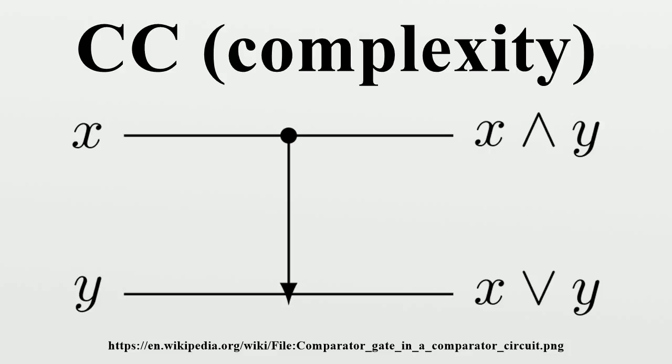The comparator circuit value problem is the problem of evaluating a comparator circuit given an encoding of the circuit and the input to the circuit. The complexity class CC is defined as the class of problems log space reducible to CCVP. An equivalent definition is the class of problems AC0 reducible to CCVP.